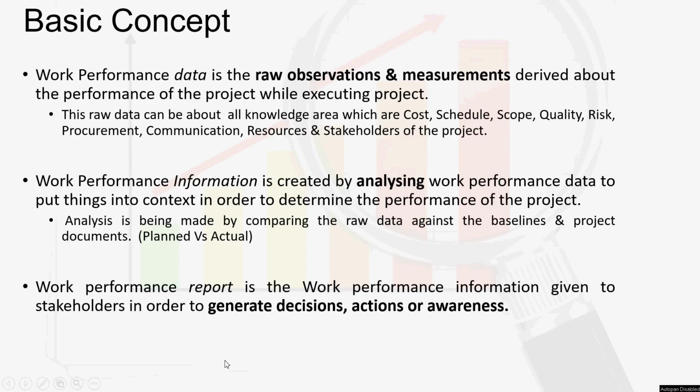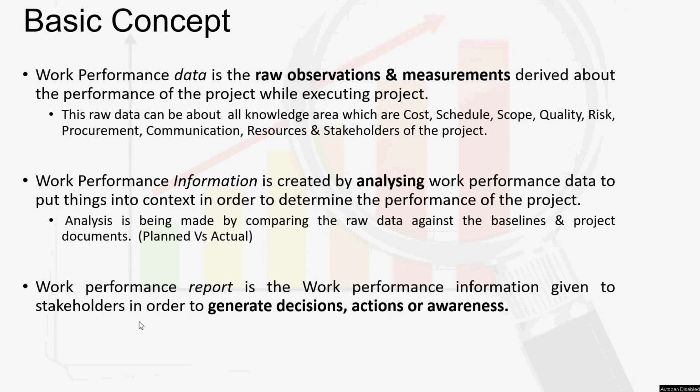So I hope the concept is clear to us. Work performance data is the raw observation made during the execution phase of the project. These are the actual data points regarding each knowledge area. When these data points are put in context to determine the performance of the project, when we compare them with our baselines and other project documents, then it becomes work performance information, which is done in the monitoring and controlling phase of the project. And finally, work performance report is the work performance information which is given to our stakeholders so that they can take decisions, be made aware of the project status, and take corrective action if required.